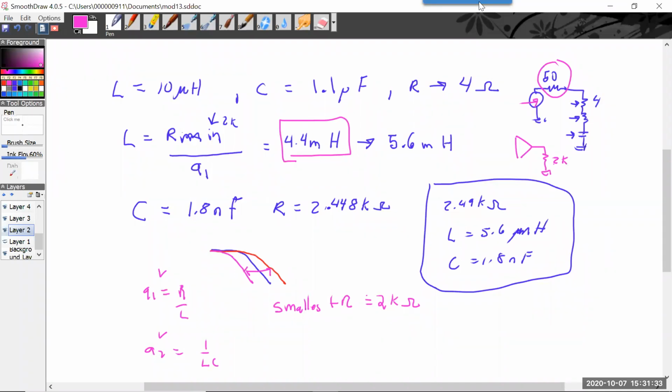So for A1, would you use R minimum? It doesn't help. Yeah, 4.4 is the minimum value of the inductor. I could say L has to be bigger than this value. Maybe that helps.